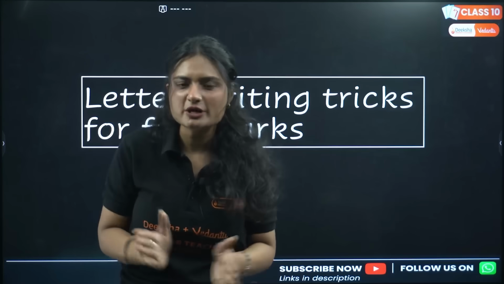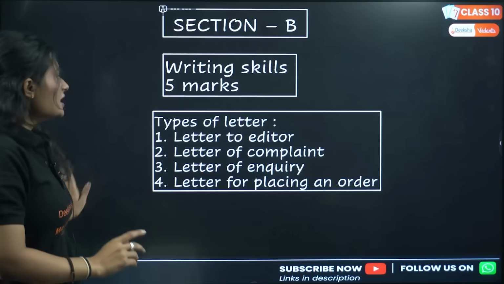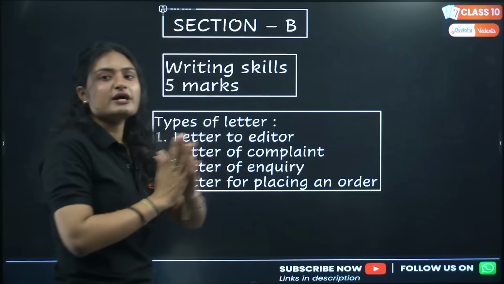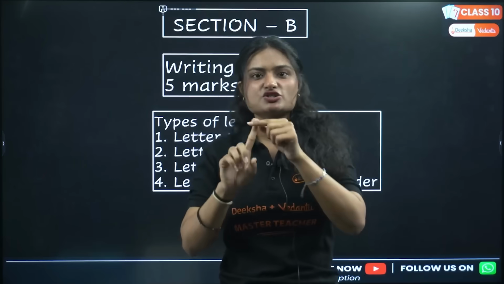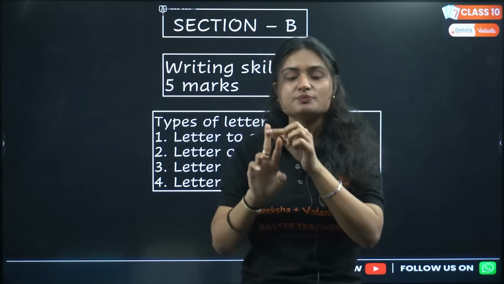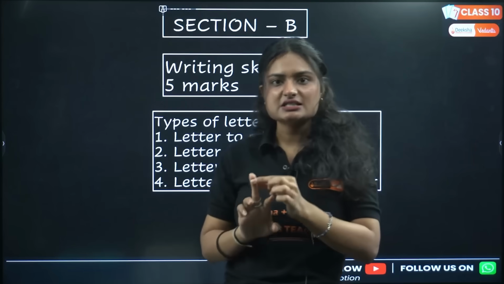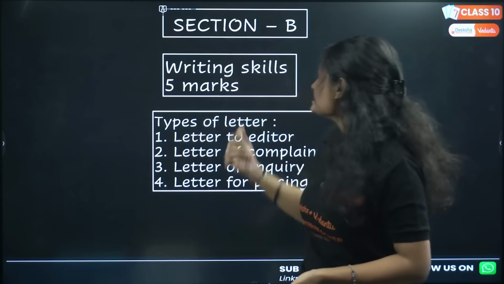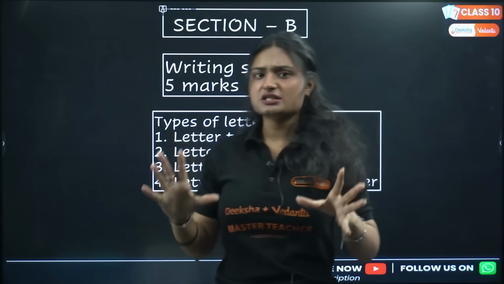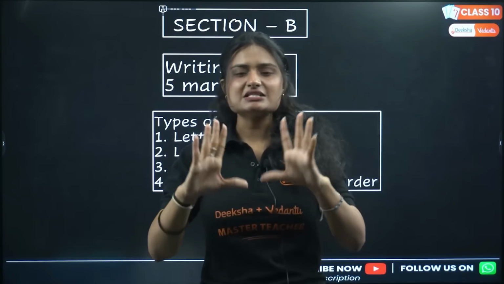So what are those points? Let's begin with them. The first is, let's know where you see the letter writing. It comes in Section B. You have three sections: Section A, which is reading comprehension; Section B, which is grammar and writing skills; and Section C, which is your literature. It comes in the writing section and carries around 5 marks.